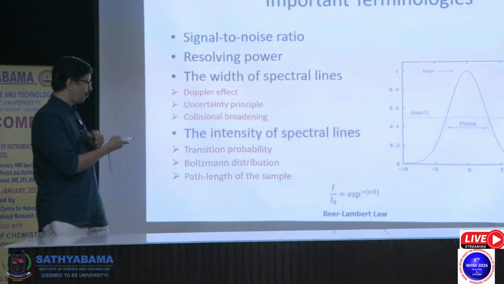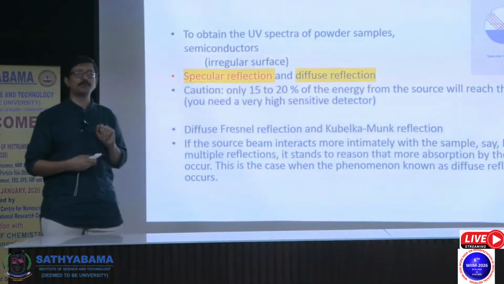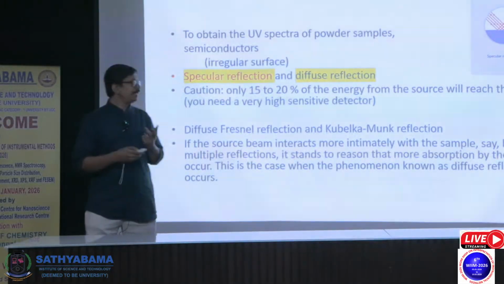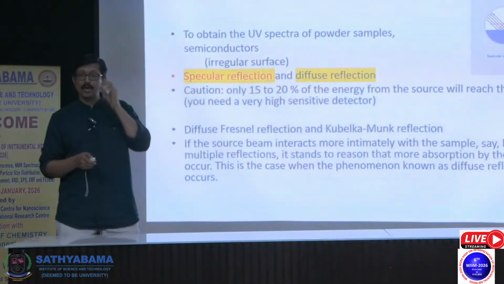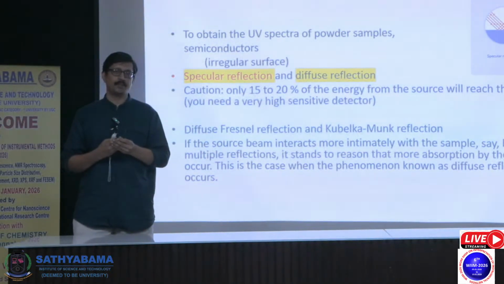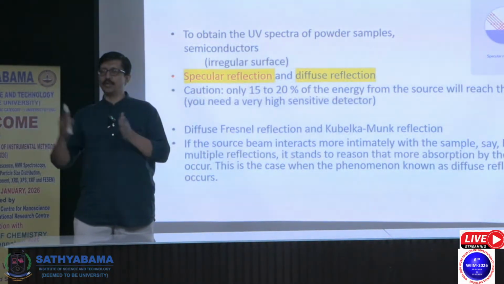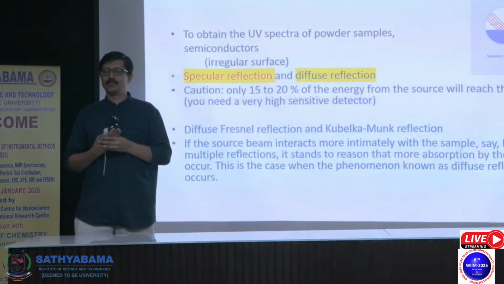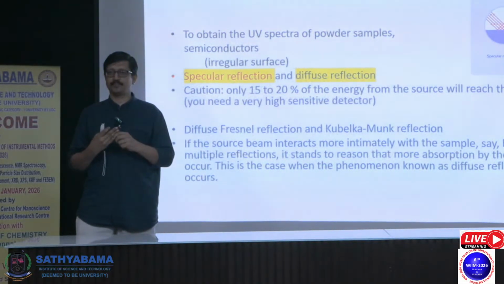Okay. Now, this is all about solution. Suppose you want to measure absorption of solids. Then the technique is called diffuse reflectance spectroscopy, DRS. You have a solid sample, you want to measure the absorption. Now the problem is solids will not allow light to go through. So you cannot measure transmittance. So without getting transmittance, how do you measure absorbance?